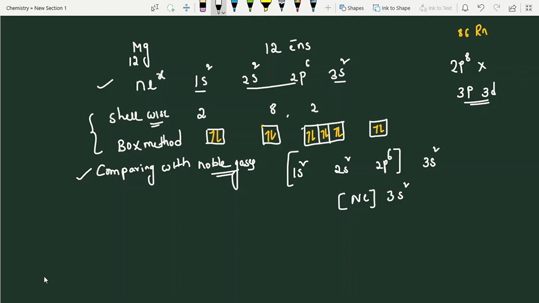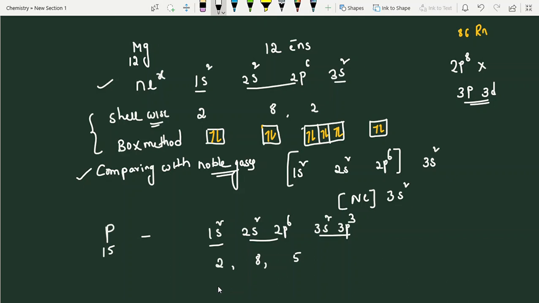Can we do one more question? Now I am giving another one. Phosphorus, atomic number 15. First the NLX method: 1s2, 2s2, 2p6, 3s2, 3p3. Check how many electrons: 4 plus 10 plus 12 plus 15. That's it. Now what is the shell-wise representation? First shell, second shell, third shell: 2, 8, and 5 electrons, 5 valency electrons. We'll come to know that point also.